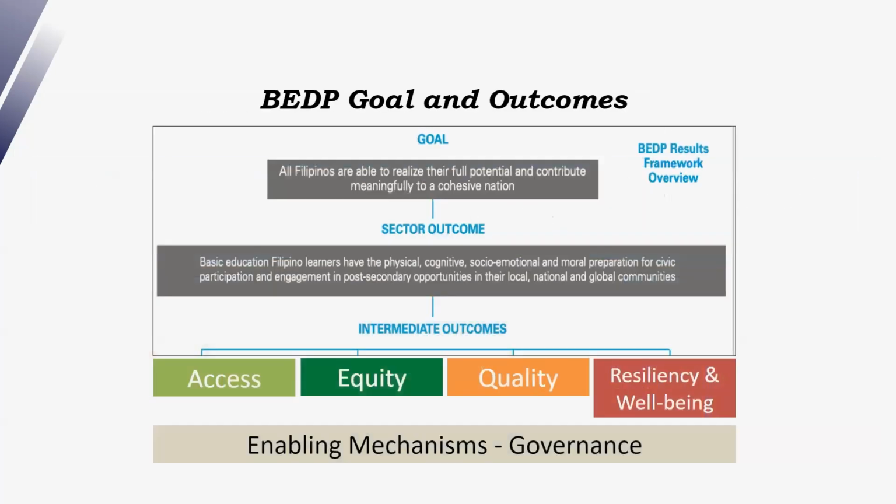Another organizational outcome framework is the BEDP Goal and Outcomes. It is based on the DO 24 and 29 series of 2022 with 4 pillars such as access, equity, equality, resiliency, and well-being. And lastly, the enabling mechanisms or governance, which is mostly applicable to the non-school-based personnel.